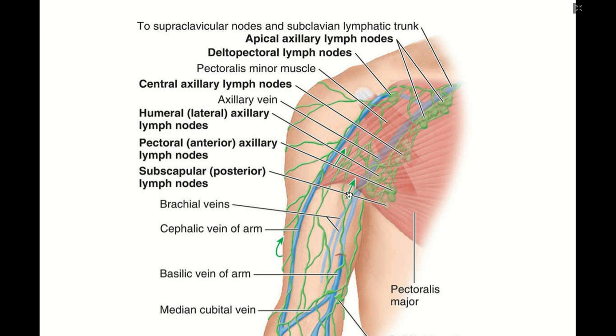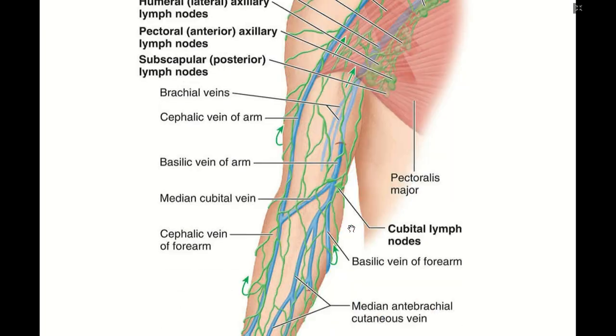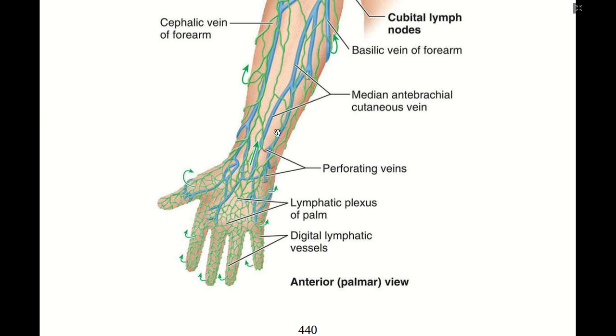And then you also have your posterior group of lymph nodes, also called the subscapular lymph nodes. They drain lymph from your back, superior to the iliac crest. And then you have the lateral, or humeral, lymph nodes. These are medial to your axillary vein, and they drain most of the deep lymph and the superficial lymph of your upper limb, mainly the medial portion.